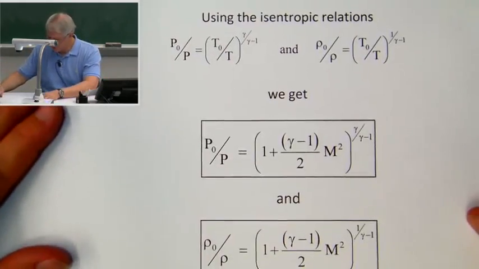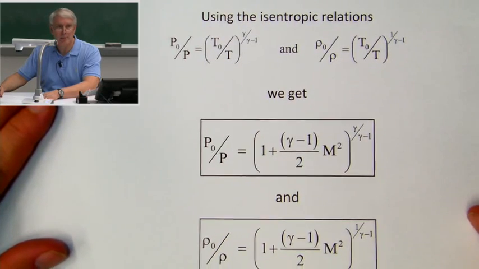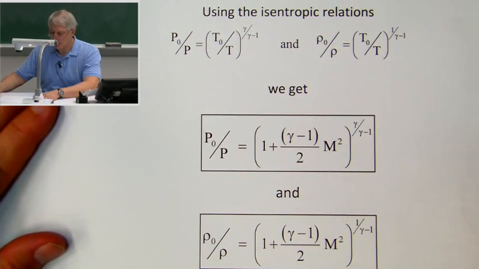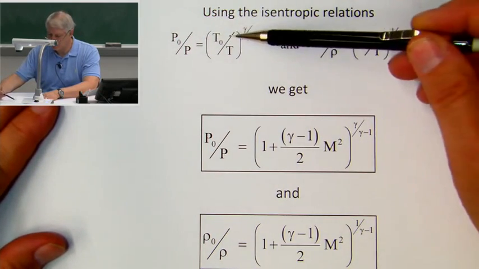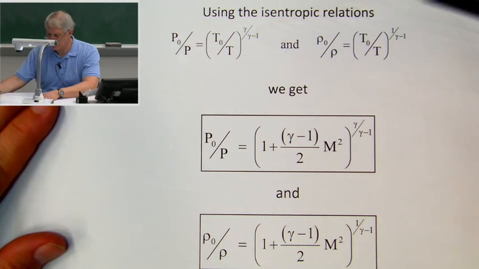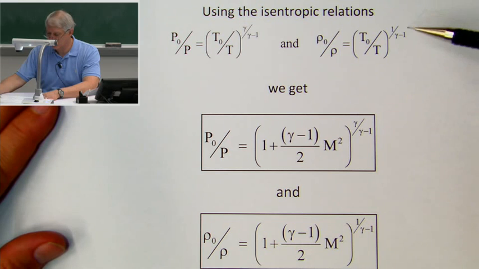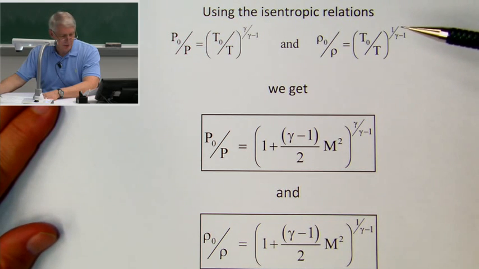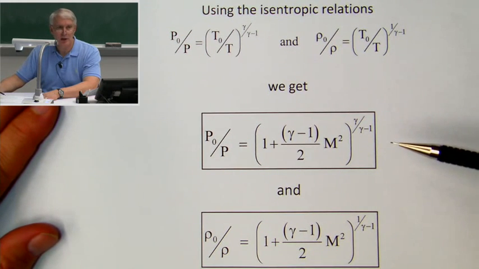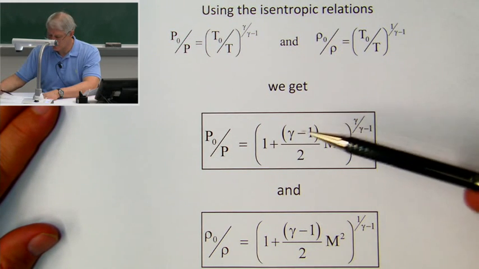Remember the isentropic relations that we learned back in a previous lecture? We had P0 over P equals (T0 over T) to the gamma over gamma minus 1. Rho 0 over rho equals (T0 over T) to the 1 over gamma minus 1. So if I substitute that into the expression for temperature, I can get two additional Mach number relations.